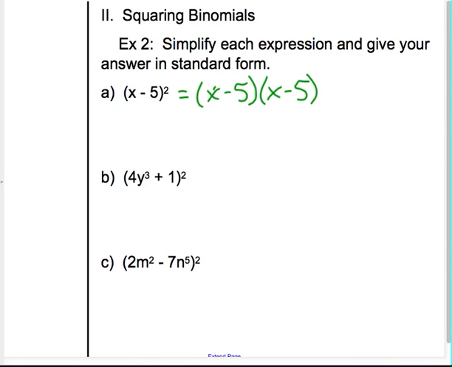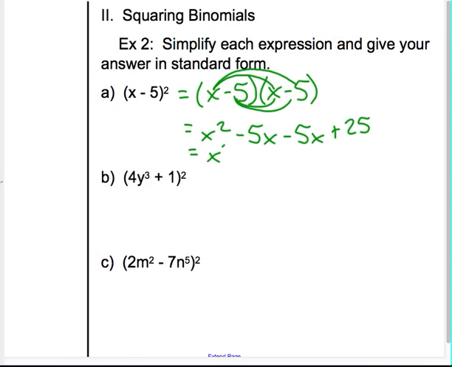We're going to start by distributing the x, which gives x squared. x times negative 5 is negative 5x. Negative 5 times x is negative 5x. And negative 5 times negative 5 is positive 25. When we simplify, we combine our like terms in the middle. Negative 5x minus 5x is negative 10x. So we get x squared minus 10x plus 25.